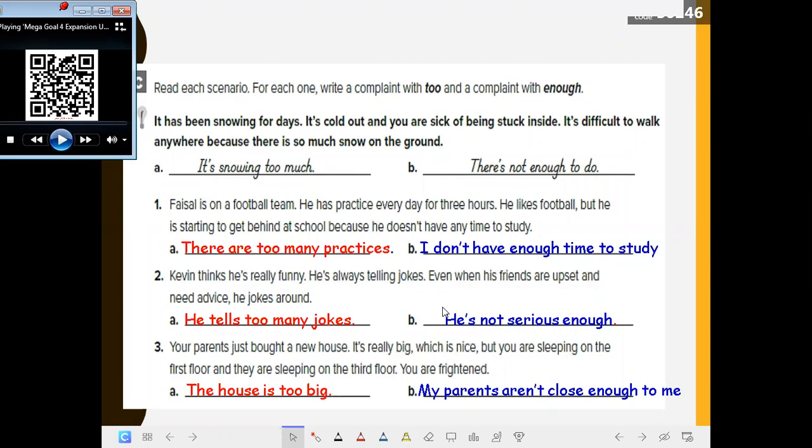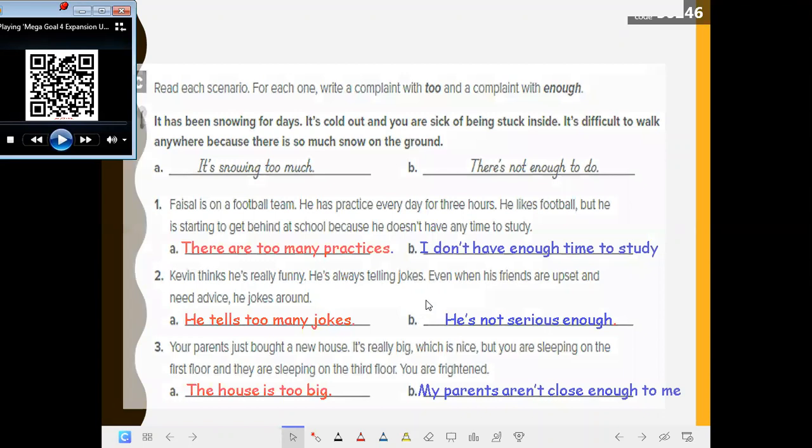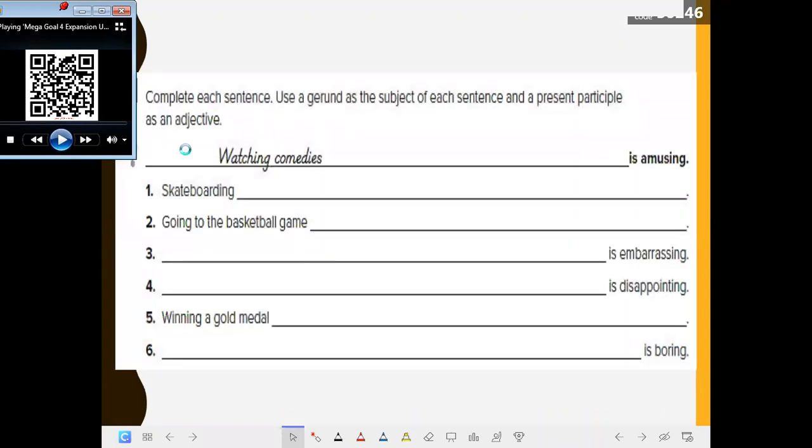The last exercise for the homework is exercise D. In this exercise, I want you to complete each sentence, using a gerund as the subject of each sentence and a present participle as an adjective.